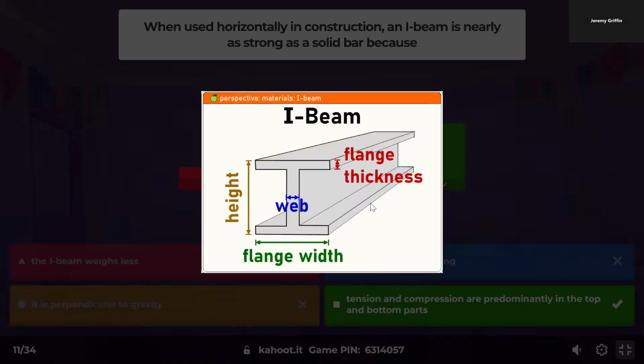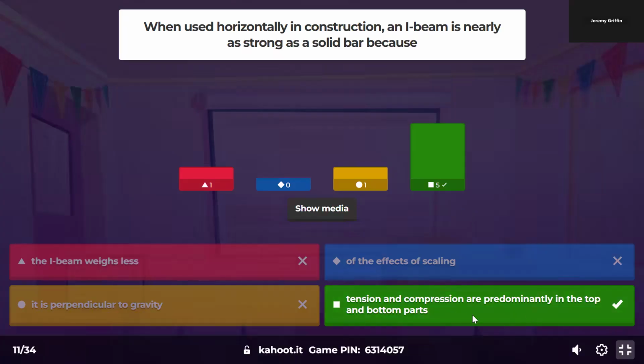It's more economical. Yeah. So those would also be good reasons. Yeah. There's your physics reason right there. All right. That makes sense. You're fine. All right. Well, tension and compression predominantly in the top and bottom.